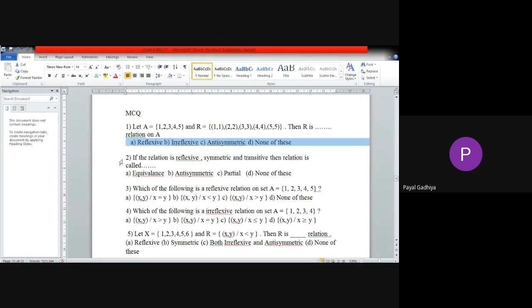Okay, do this second example. If the relation is reflexive, symmetric, and transitive, then what can we call this relation? None of the above. Why none of the above? When the relation is reflexive, symmetric, and transitive, then what can we say? Sorry, I forgot. I thought it was antisymmetric. It is an equivalence relation. Yeah, equivalence relation. Fine.